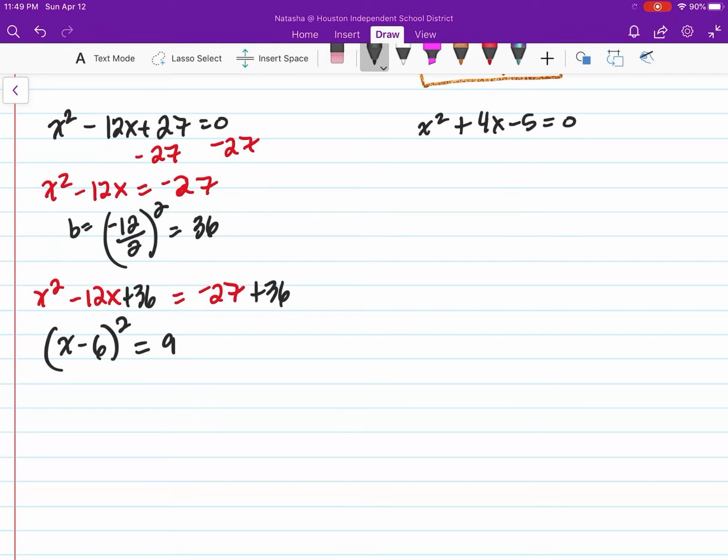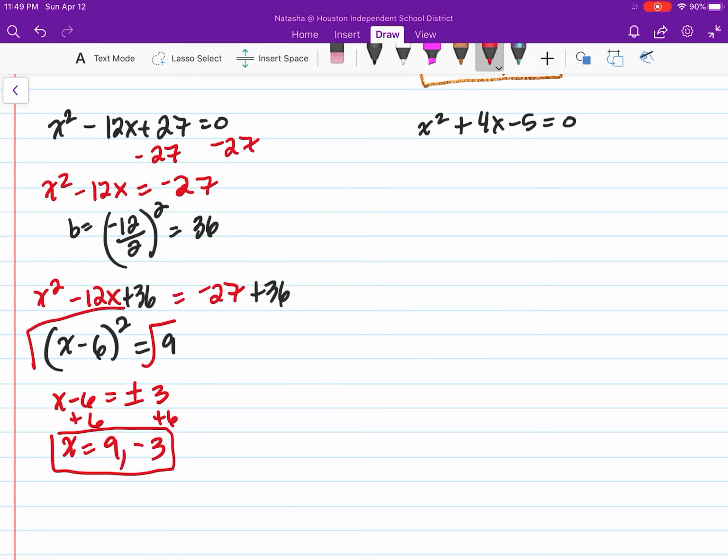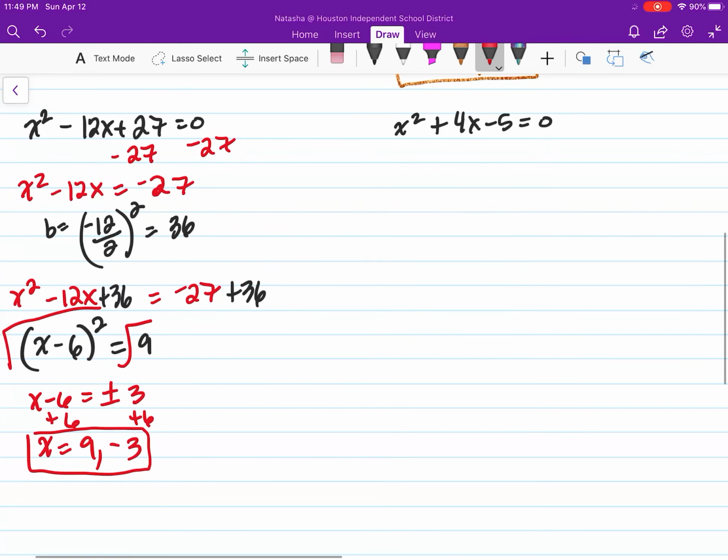36 minus 27, which is going to give me 9. And again, that's a perfect square. So this is going to give me x minus 6 is equal to plus or minus 3. That's going to give me x is equal to, when I add 6, 6, 7, 8, 9, or negative 3.